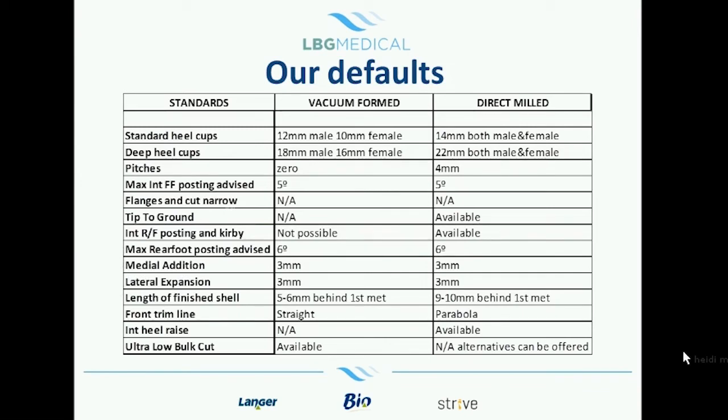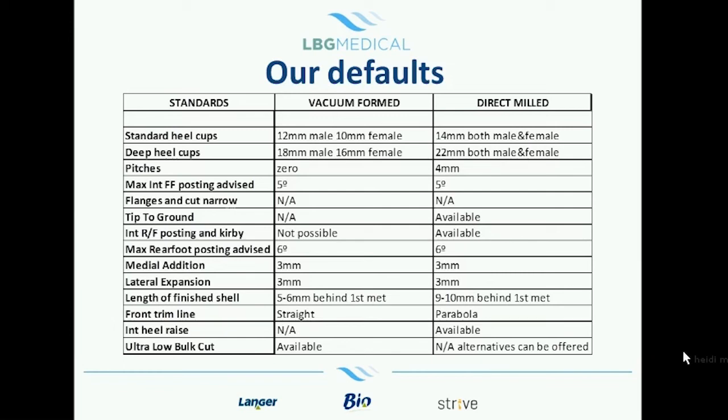So, for example, and this is one we get asked quite a lot, if you look down the bottom of the list, the front trim line, so the distal edge of your orthotic, if you've got a vacuum formed device, will cut it straight. If it's direct milled, it comes in that nice sort of rounded parabola. So they are the standard variables.